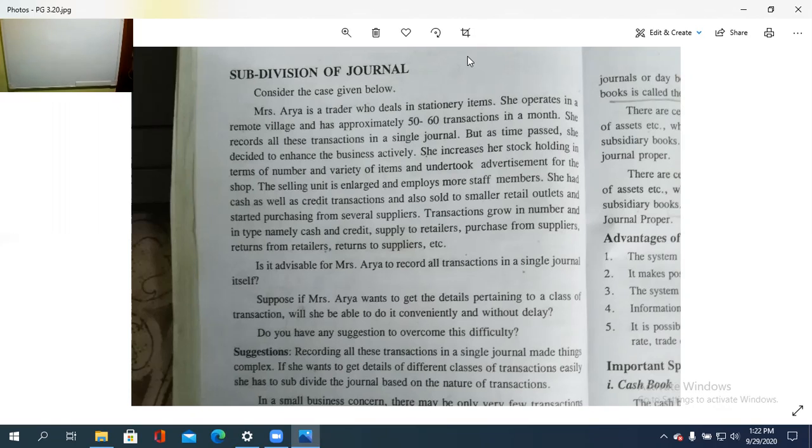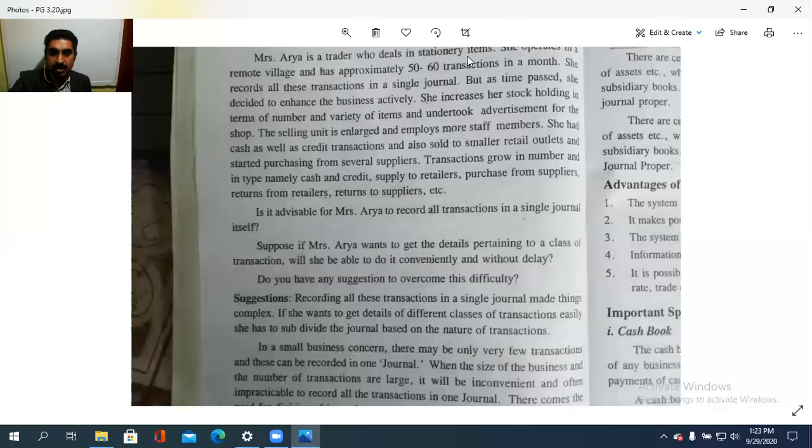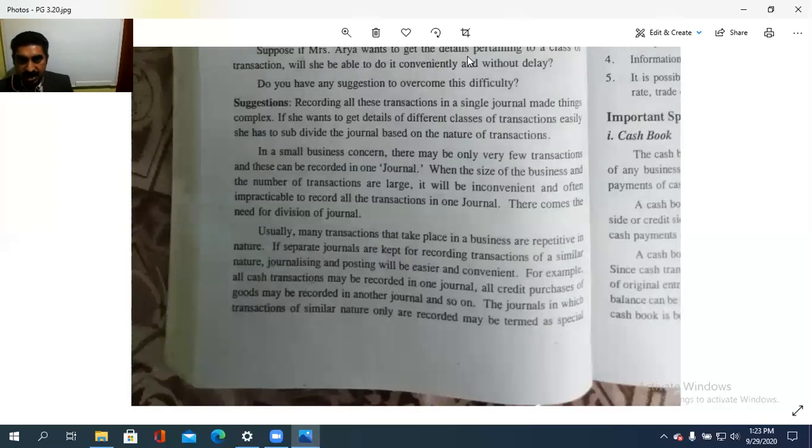Instead, it is subdivided into 7 journals, based on the nature of the transaction or the class of the transaction. It is subdivided, this journal. So we will check what all these are. Recording all these transactions in a single journal made things complex. If she wants to get the details of different classes of transaction easily, she has to subdivide the journal based on the nature of the transaction.